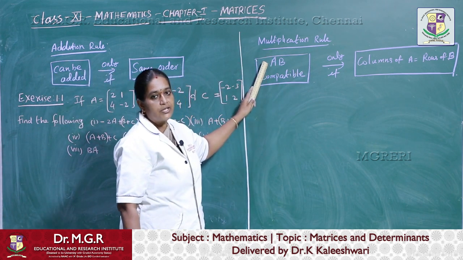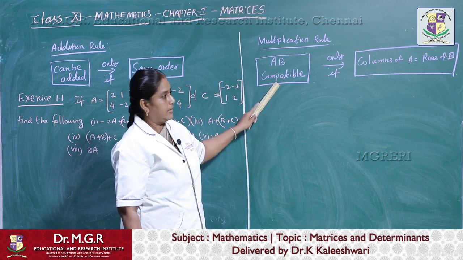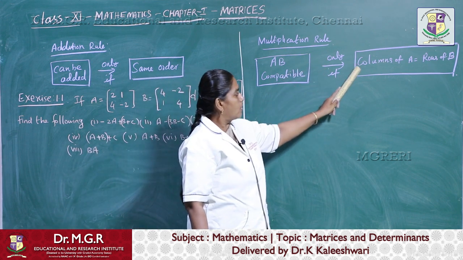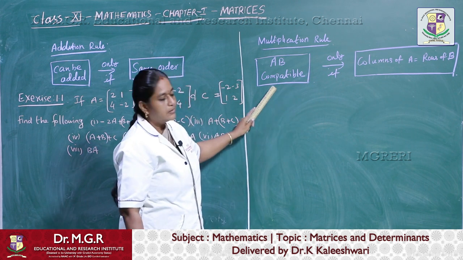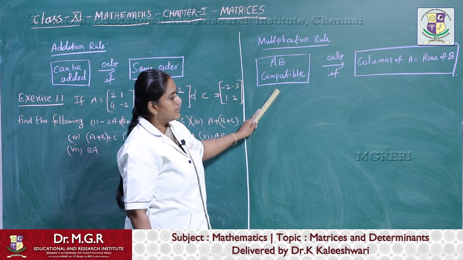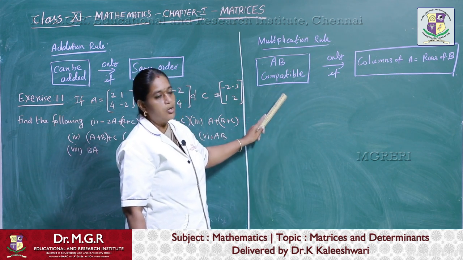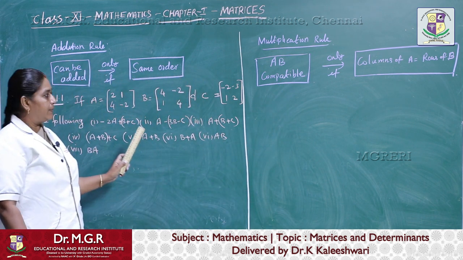And what is the rule of multiplication? First we have to check the compatibility between the matrices A and B. AB is compatible only if the columns of A equal the rows of B. So find the order of A and the order of B. If the second and third numbers are equal, then it is possible to multiply the given matrices. Let us see one example now.